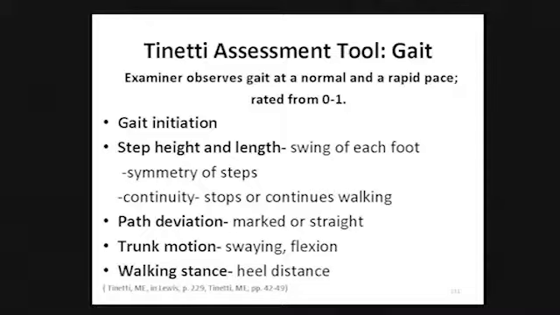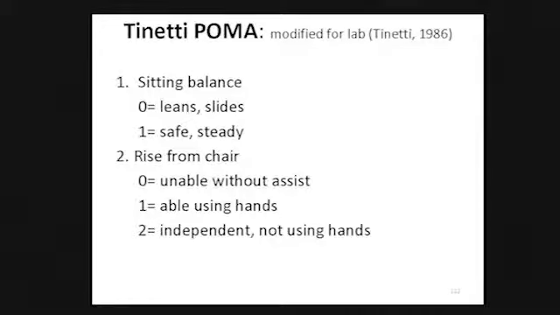You're looking at them walking at a normal and a rapid speed, and we're rating from 0 to 1. How do they initiate their gait? What's about the symmetry and continuity of the steps? Do they deviate from a straight path or go straight? Is their trunk swaying? Are they flexed? What is the space like between their feet when they're walking? So a lot of different things.